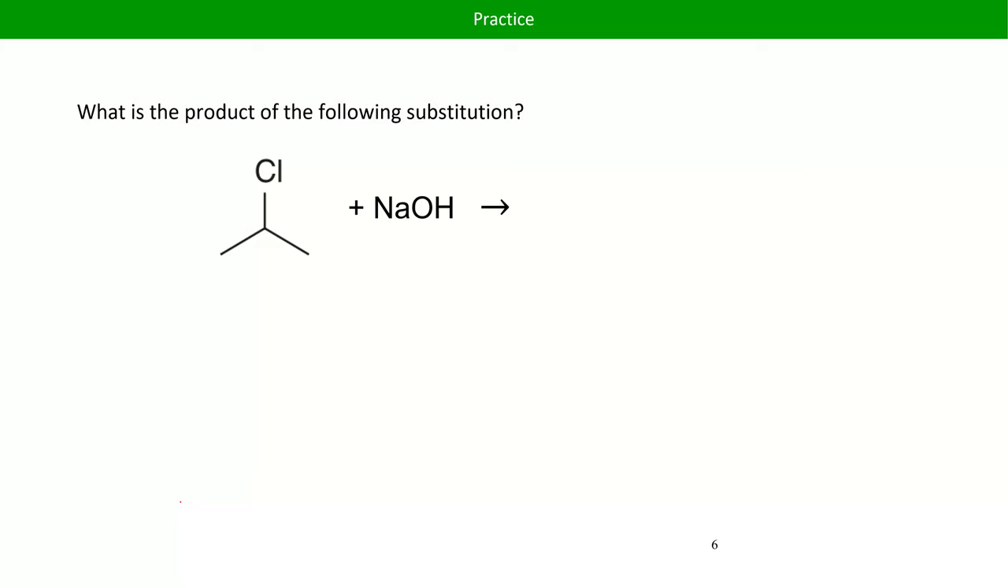All right, so let's start by just trying to fill it in. Before we get into the mechanism of it, let's say we've got this 2-chloropropane and we've got NaOH. And I'm just telling you, ignore the elimination aspect for now. I'm just going to say it goes through a substitution. What is the product going to be?